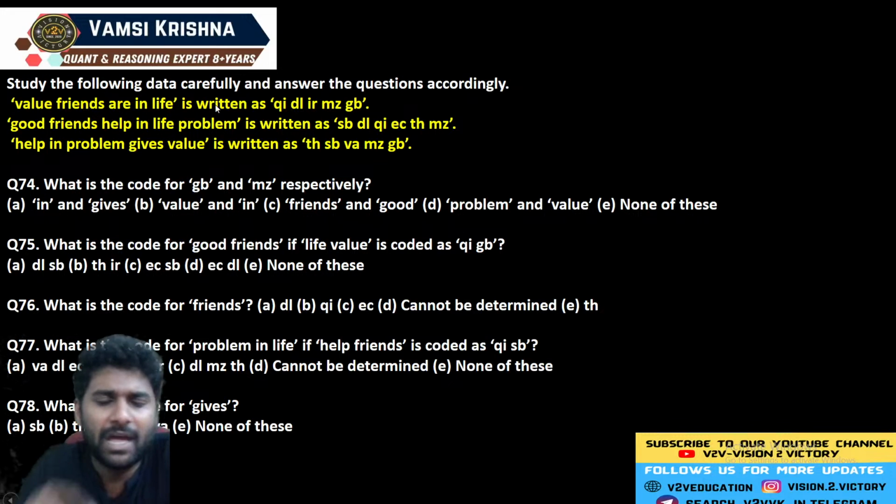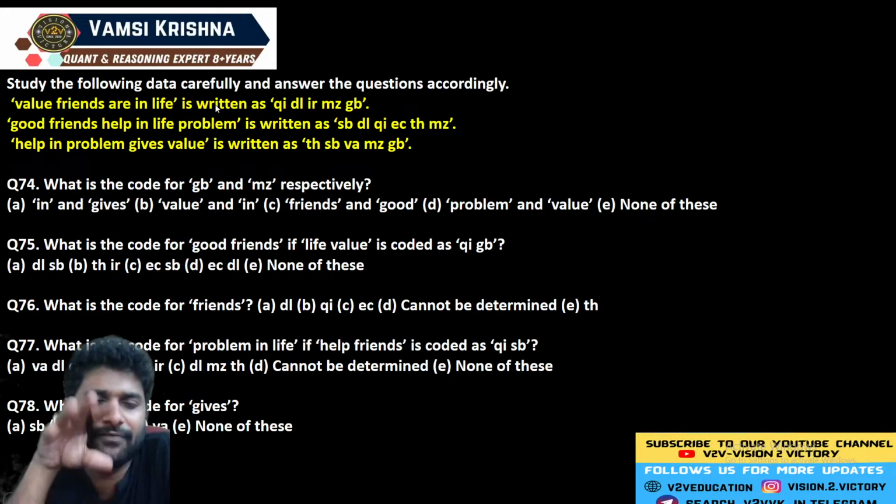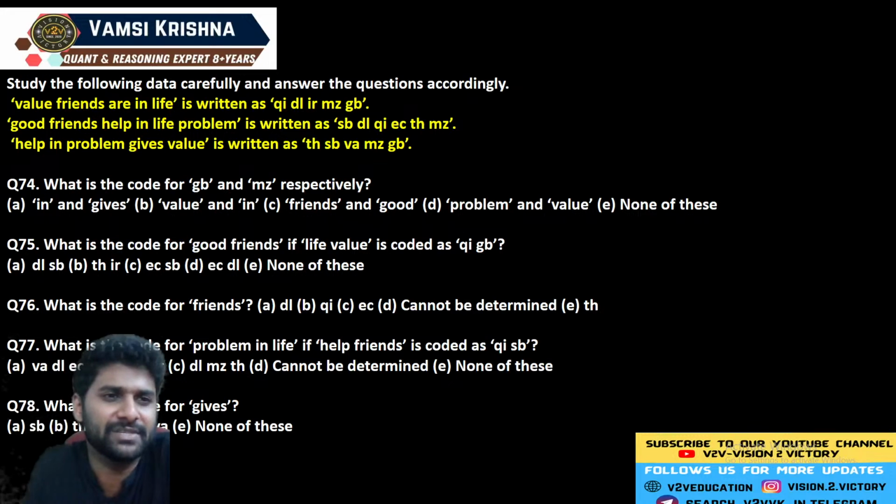Now see, I already told you guys in the last session, if words are repeated, definitely the code language is repeated. Check whether the words are repeated or not. Here life, here life. And we have friends, we have friends. Two words are repeated, so definitely the code language is also repeated. In is also repeated. Our value good help.